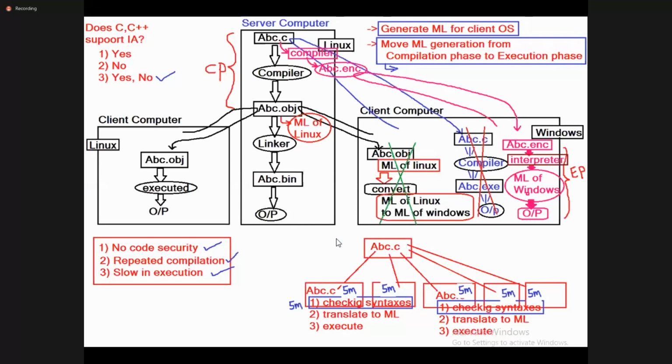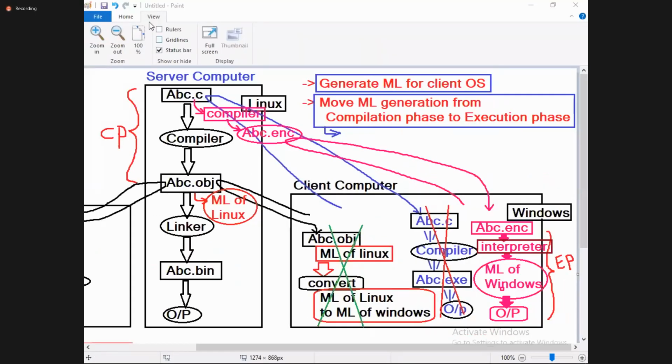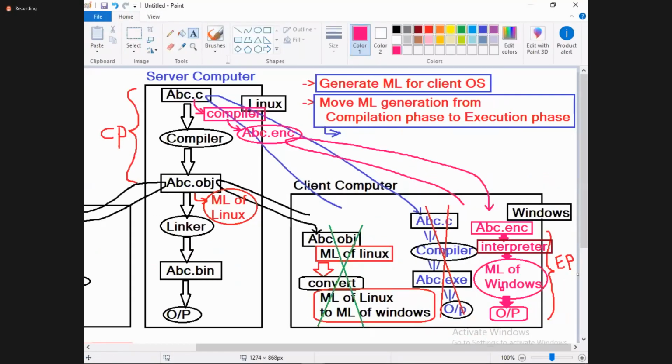To solve these problems, we need to find a third solution: the source code needs to be converted to some encrypted kind of code. That encrypted code is downloaded to the client computer. On the client computer, you translate that encrypted code to the current operating system's machine language, because now the current operating system's machine language is known, right? And then execute. So how do we achieve platform independency? To achieve platform independency, you have to make three changes.